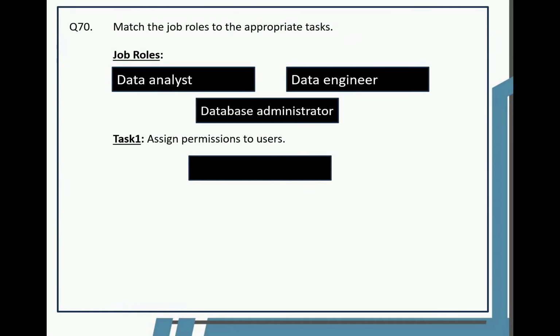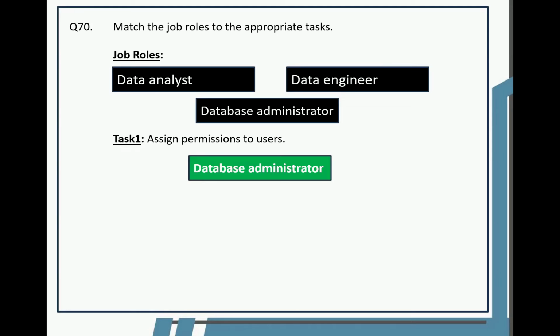Now friends, in question number 70 of the series, we are going to match the job roles with appropriate tasks. The job roles being talked about in the question are data analyst, data engineer, and database administrator. First task is to assign permissions to users. Friends, DBAs manage security, access control, and database permissions.